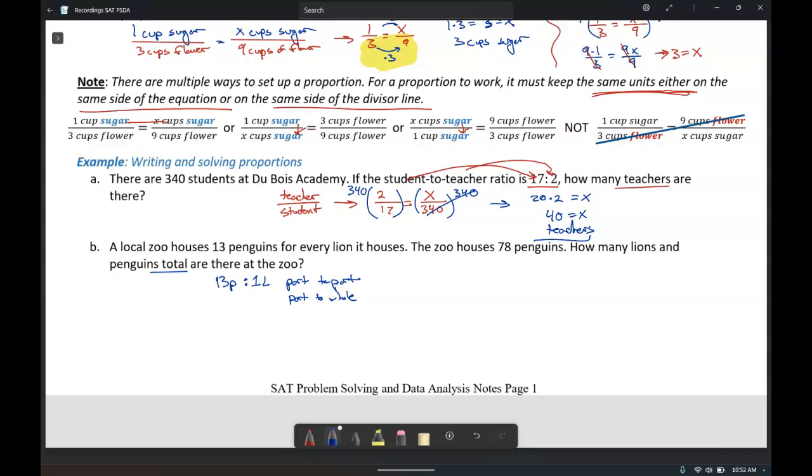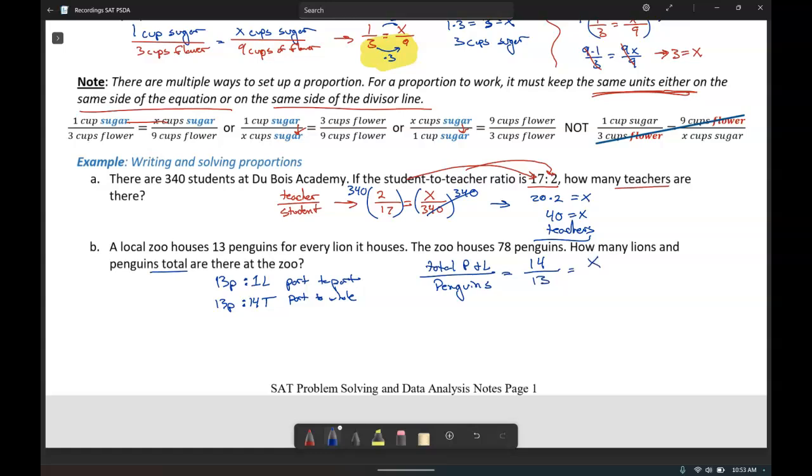And so that means that there are 13 penguins for 14 penguins and lions total. Okay, so let's call that T for total. Okay, so it's 13 penguins for 14 total. So now we actually are going to use this ratio to set up our proportion. Again, we're trying to solve for total, so we want total to be on top. Total of penguins and lions over the number of penguins. Our ratio is 14 of the penguins and the lions over 13 penguins.